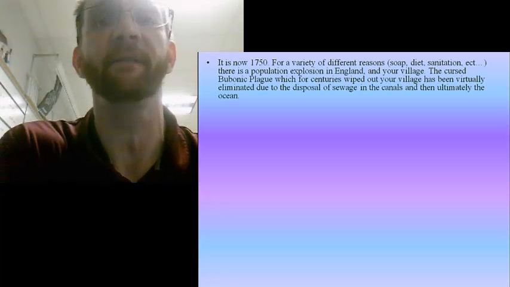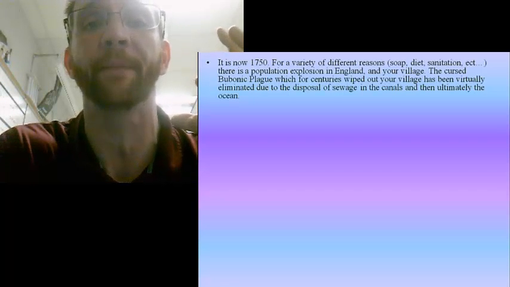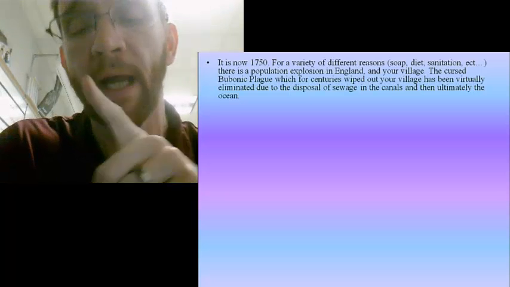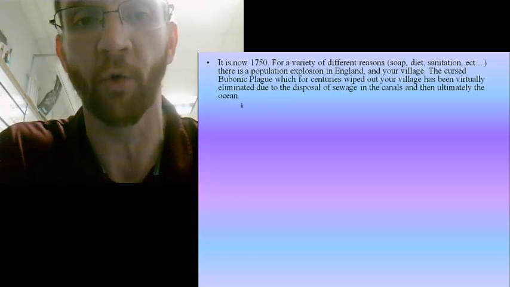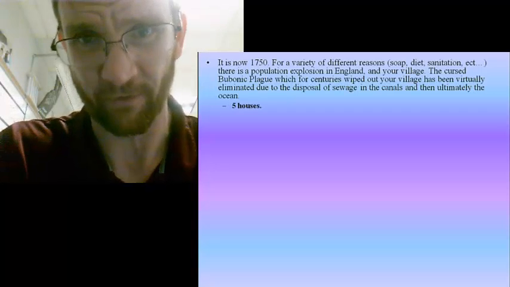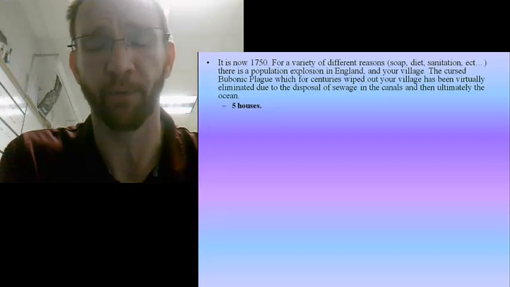All right, so here's what we're going to do. I'm not going to read all this to you. What I'm going to do is pop the text up. You can pause it, read it on your own, but I am going to talk about it a little bit, so you can't just skip around. So what I do want to talk about right now is 1750, sanitation improves, your population explodes. And because your population explodes, you get to add 5 houses. By the way, you're dumping your poop in the canal.